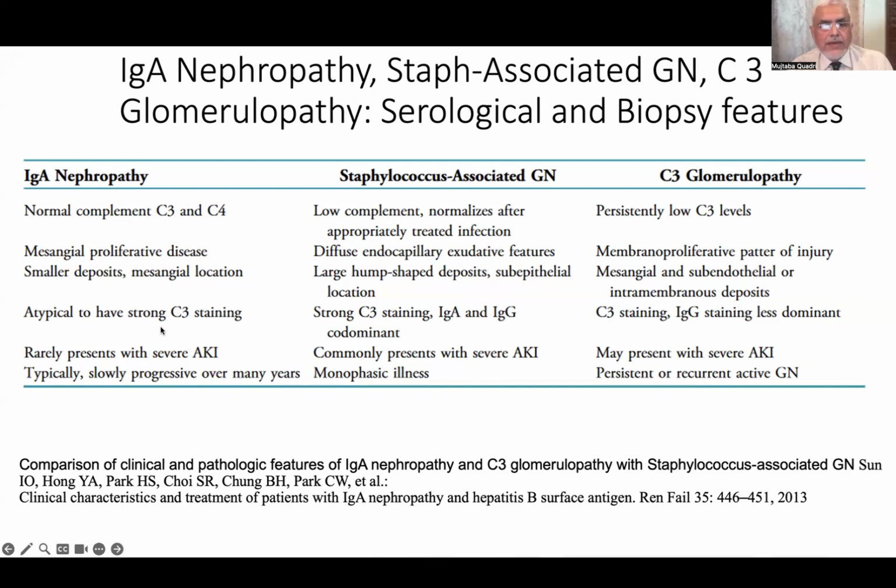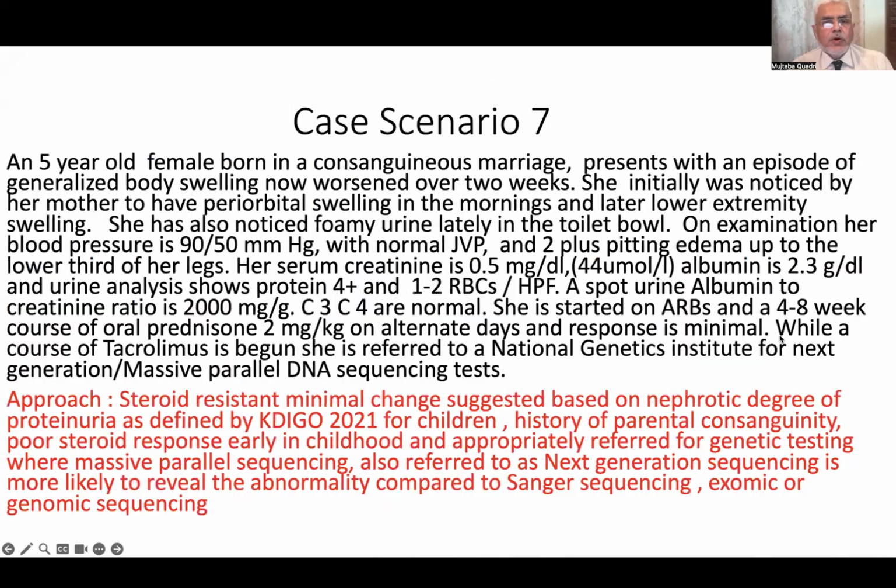You can have a strong C3 staining in IgA, but strong C3 staining with IgG codominance in staph-associated GN, and C3 staining with IgG staining less dominant in C3 glomerulopathy. So this is important to be aware of.